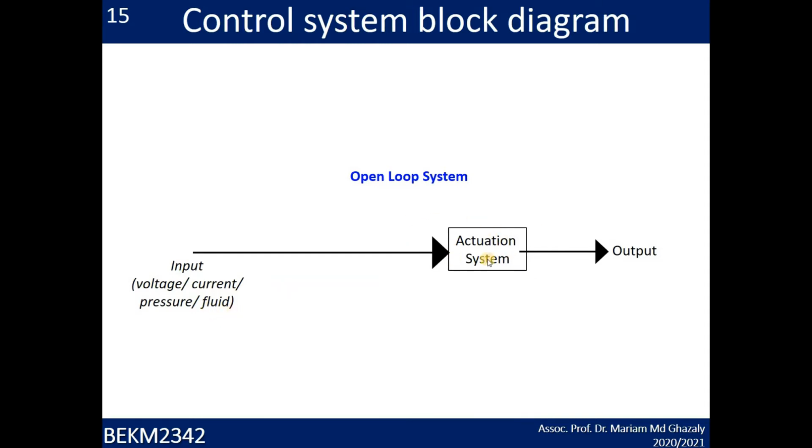Okay, so the output of the actuation system is the movement, from a rotary actuator or a linear actuator. So it can be in linear motion or rotary motion. This shows an example of a basic open loop system, which consists of the actuation system.